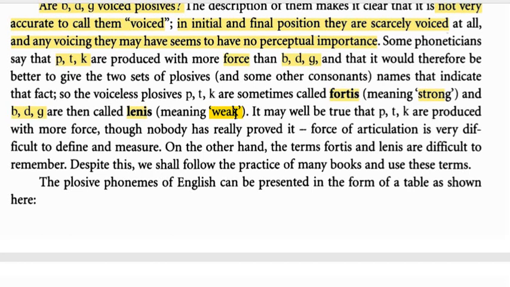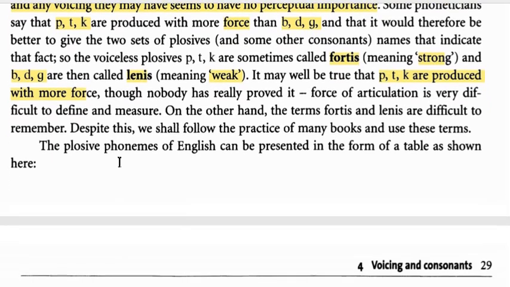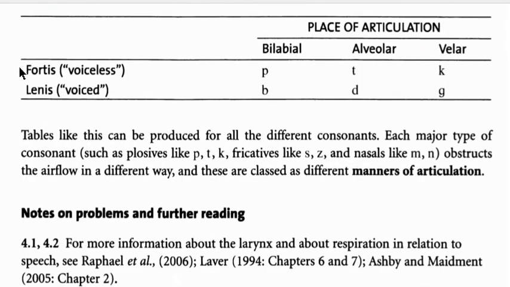So it may well be true that p, t, k are produced with more force. It means that now they are stronger than that. So you see here that we have fortis or voiceless consonants like p, t, k, and we have voiced or lenis consonants, they are b, d, g. This table actually summarizes everything in the place of articulation and in the manner of articulation.